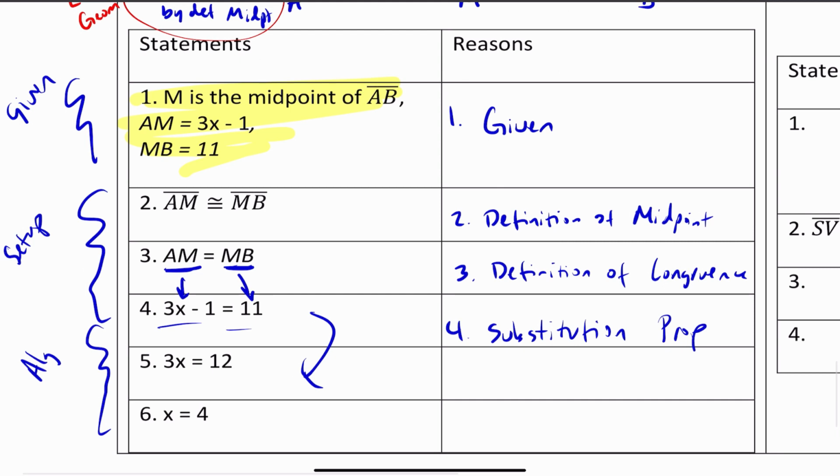So I'm going to add 1 on both sides. That's the addition property of equality. And then I divide both sides by 3, so I get x is equal to 4. So that's the division property of equality. Okay? So that's how I like to do these proofs.